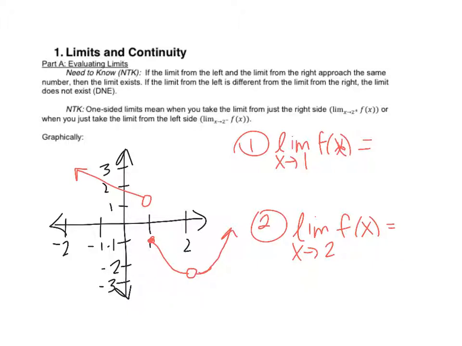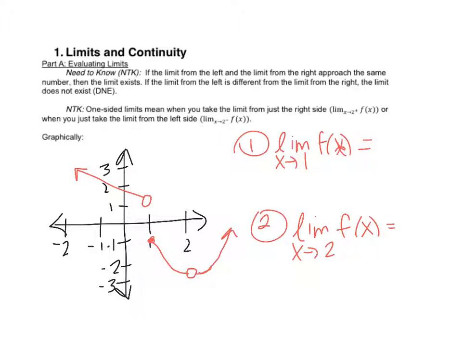So things you need to know, the need-to-knows for limits. If the limit from the left and the limit from the right approach the same number, then the limit exists. If the limit from the left is different from the limit from the right, then the limit does not exist, right? Mean Girls style.